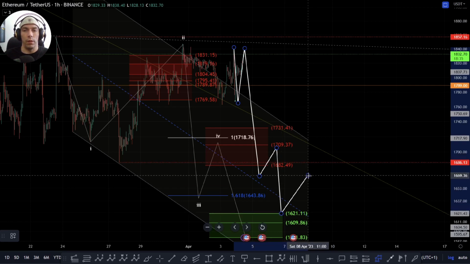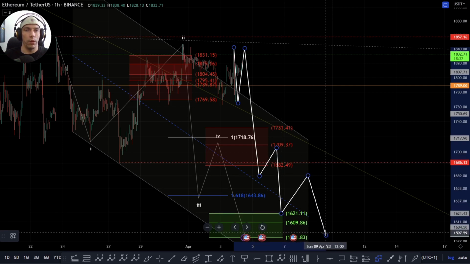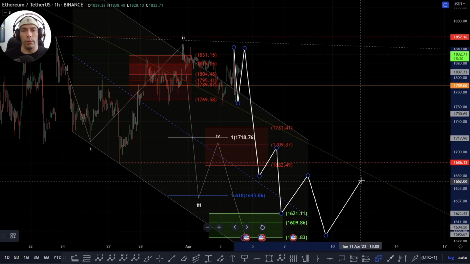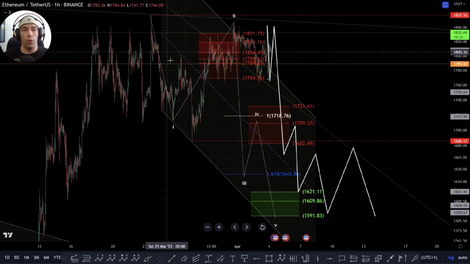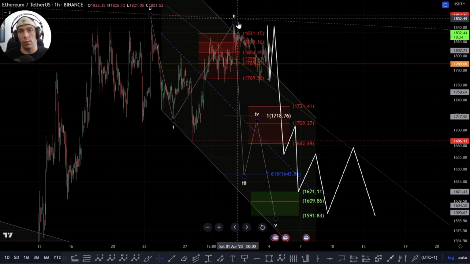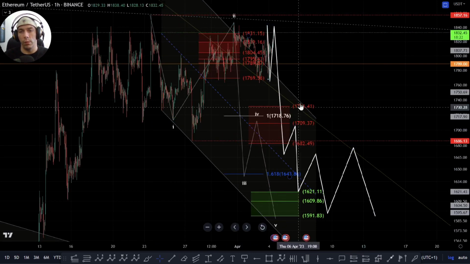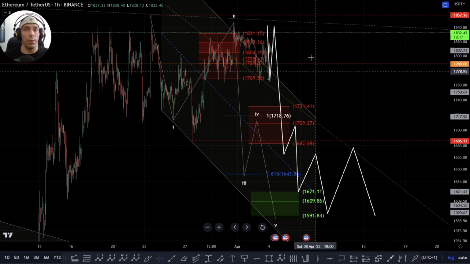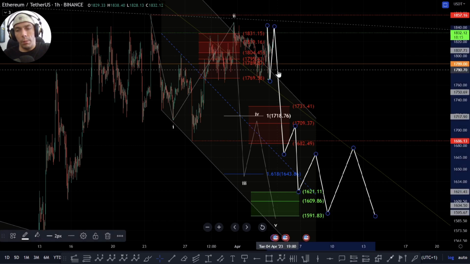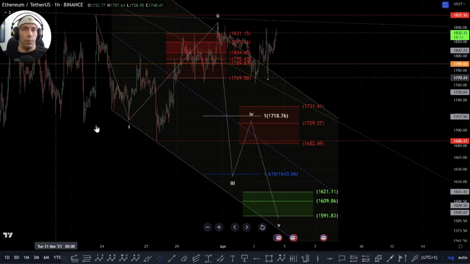Then basically we'd get another fourth and a fifth from that structure at the top there, and then we'd be looking for another fourth and then a fifth to the downside. Something like this, where this whole move from here becomes one, two, one, two, one, two, three, four, five, four, five, four, five, and then we get a bigger move down. But yeah, I mean, this is just speculative at the moment.